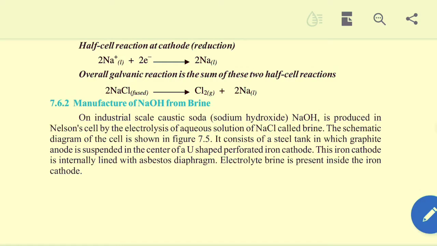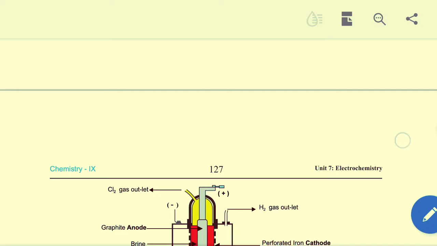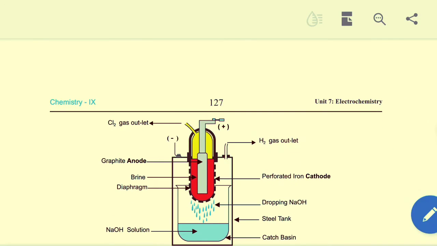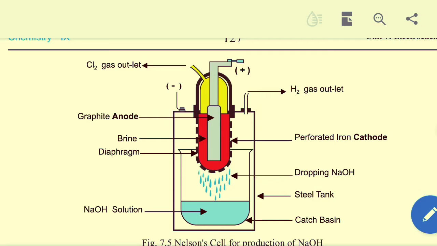It consists of a steel tank in which a graphite anode is suspended in the center of a U-shaped perforated iron cathode. This iron cathode is internally lined with an asbestos diaphragm. The electrolyte brine is present inside the iron cathode. You can see here the apparatus which is used for the formation of sodium hydroxide from the brine solution.